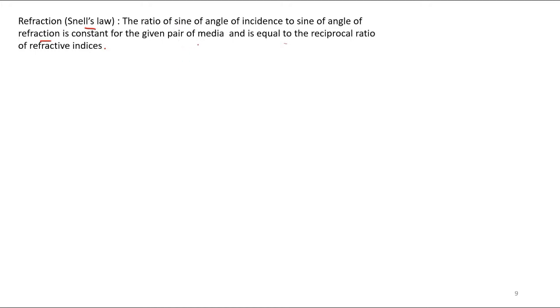That means sin I by sin R, the ratio of sine of angle of incidence to sine of angle of refraction, is equal to the reciprocal ratio of refractive indices, mu2 by mu1. Mu2 is the refractive index of the second medium, mu1 the refractive index of the first medium, both with respect to free space or air. Or you can even say mu1 sin I equals mu2 sin R. This is Snell's law. We have to prove this Snell's law using wave picture or using wave theory.